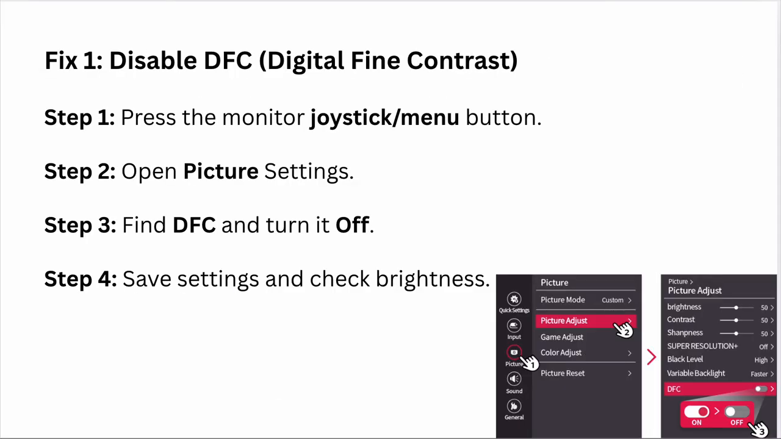So, fix one: you can disable DFC, Digital Fine Contrast. Step one, press the monitor joystick or menu button, then open the picture setting and find the DFC and turn it off. Then save settings and check the brightness.